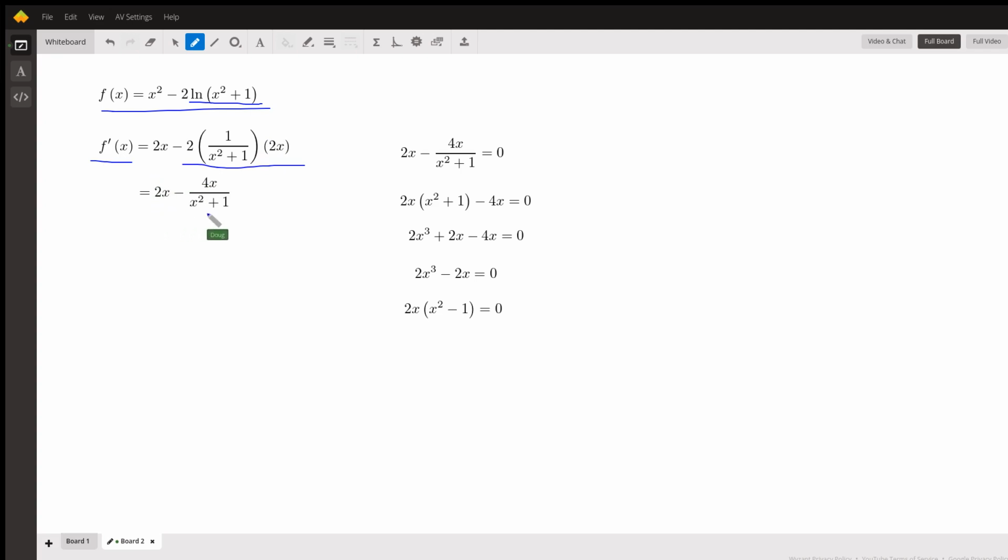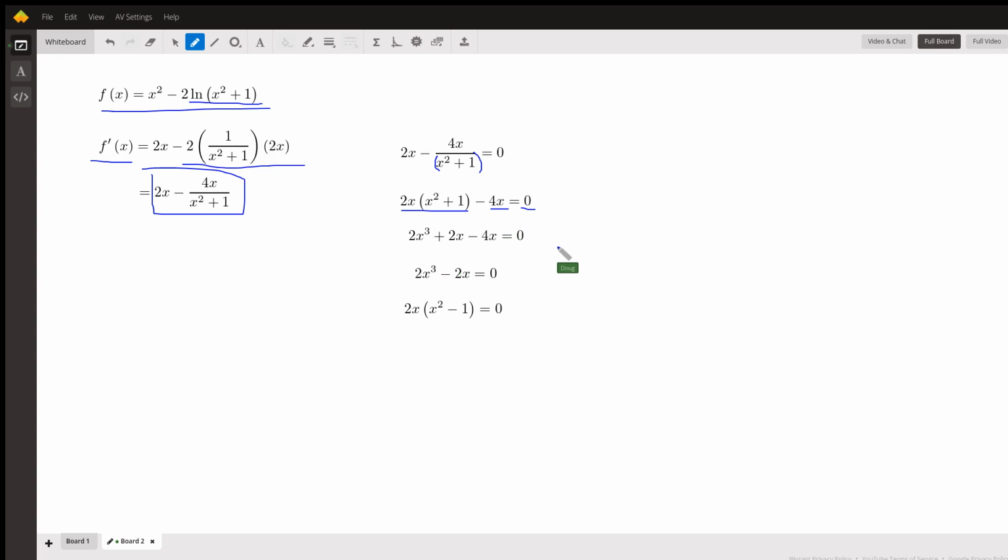We want to know when this equals 0, or when it is undefined, in order to find the critical numbers. So we set it equal to 0 and multiply every term by this denominator, which can never equal 0, by the way, because x squared is greater than or equal to 0 always. So there's what we get. The first term multiplied by x squared plus 1, second term multiplied by x squared plus 1, the denominator cancels out. 0 multiplied by x squared plus 1 is still 0.